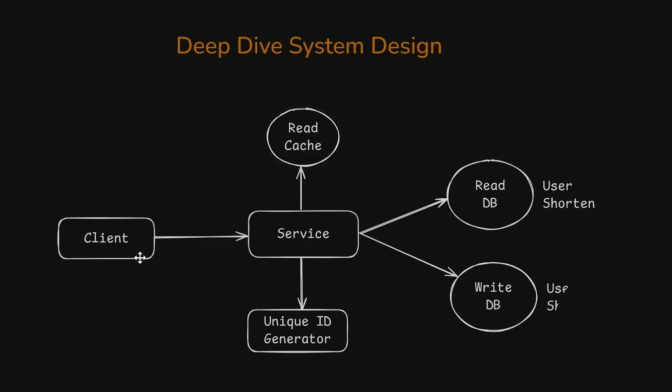Whenever we get a read for this service, first we can check the cache: do we already have the shortening of this URL, whether it's a long URL or short URL? If the mapping data is already available in the cache, we can return it back to the client. If not, then we can go and hit our database instances to get the matching record.